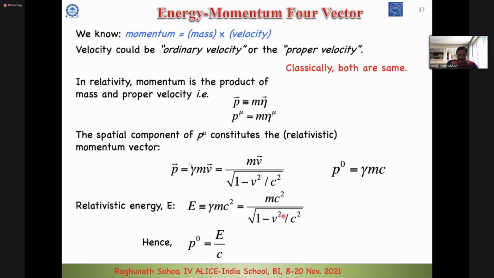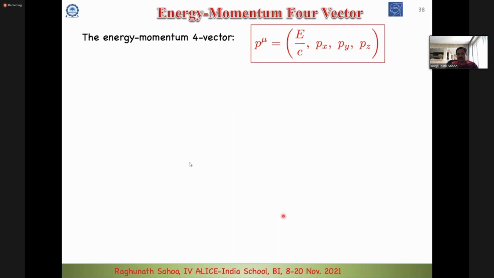So if that is E by c and the spatial components are known, I can now write the energy-momentum four vector where my P mu is equal to E over c, Px, Py, Pz. Again, this is contravariant. And these are not carrying a negative sign, not to be confused, because I am talking about the contravariant four vector. If somebody writes P mu downstairs as a subscript, then it will be E over c, minus Px, minus Py, minus Pz, component wise. Perfect.